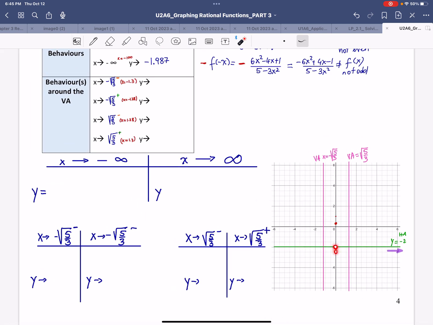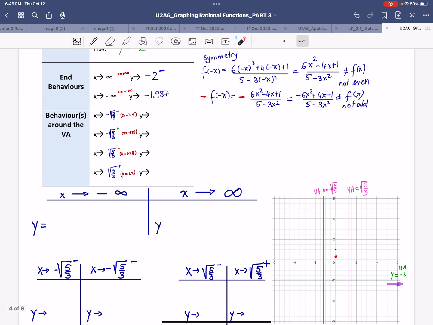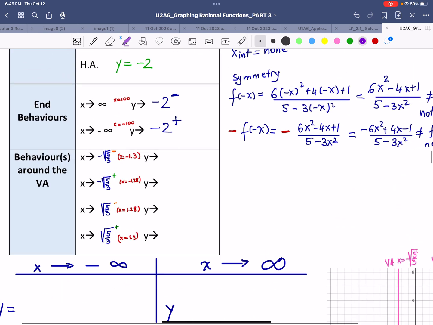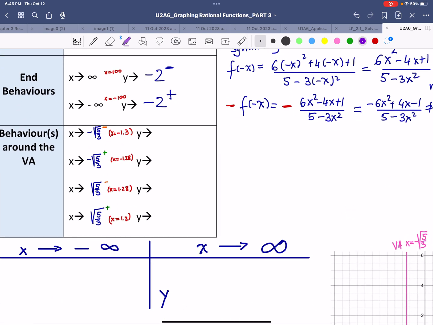So negative 2.013 was here. Now, negative 1.987 should be above the horizontal asymptote. So we're going to say that this would be negative 2 plus. So the graph of the function as x approaches negative infinity is going above, getting closer to negative 2, but is above negative 2. Now, in a similar way, we're going to determine the values of y for each specific value of x that we have chosen here.